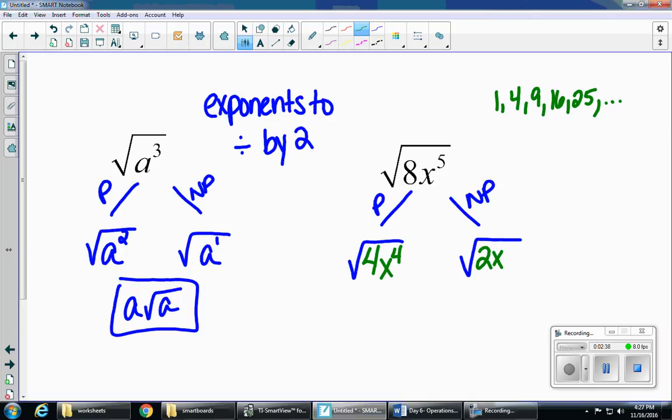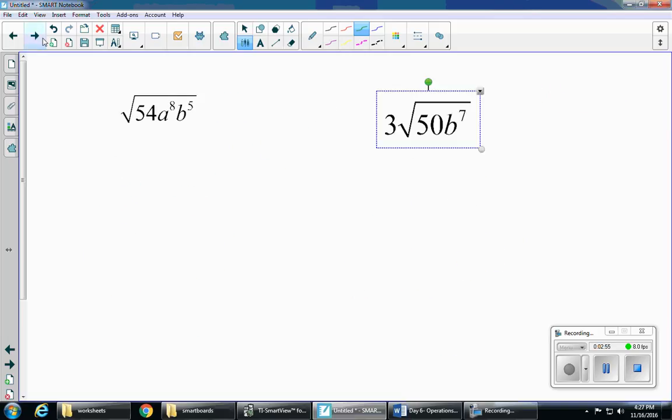Now I'm going to simplify that perfect radical on the left. The square root of 4 is 2. The square root of x to the fourth, x squared, keeping my non-perfect radical on the right. Let's take a look at 2 more examples. On the left, the square root of 54, a to the 8th, b to the 5th. 2 pieces, once again, a perfect and a non-perfect.